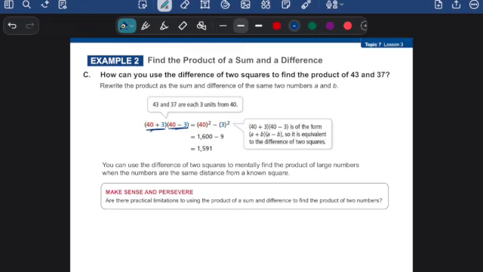So that means I can take the first term and square it, and then take the second term and square it, and subtract those two perfect squares. So if I did 1600 minus 9, I would get 1591. If ever there's a time where you don't have a pencil and paper and you don't have a calculator, you could probably do this in your head.